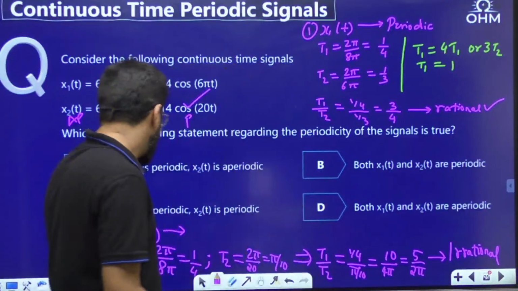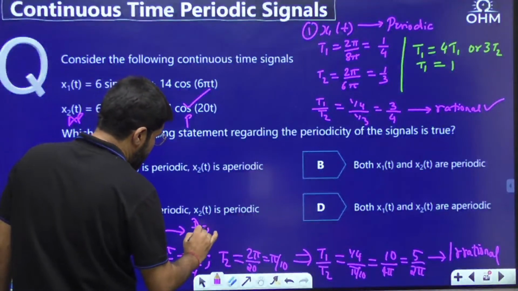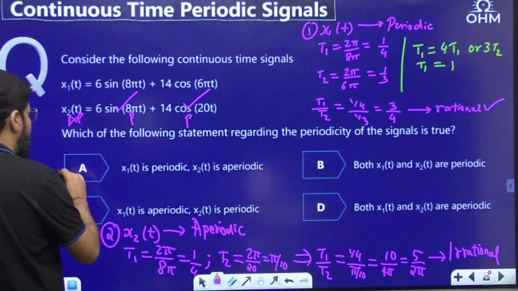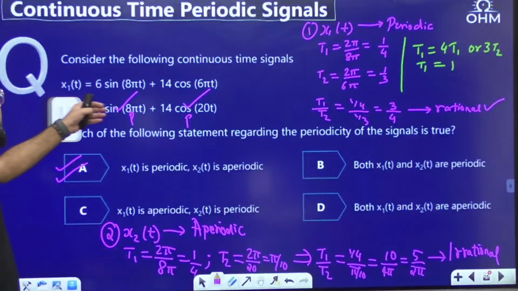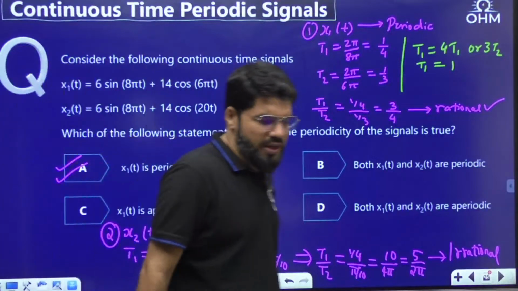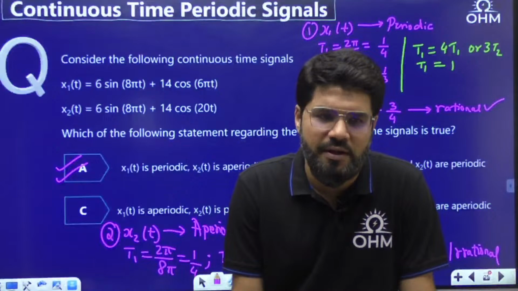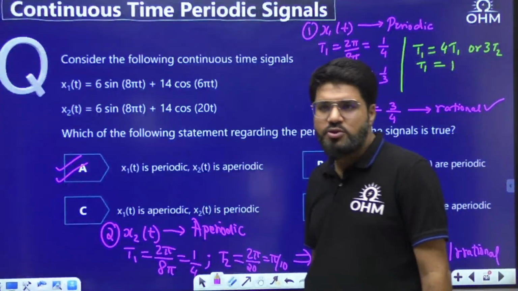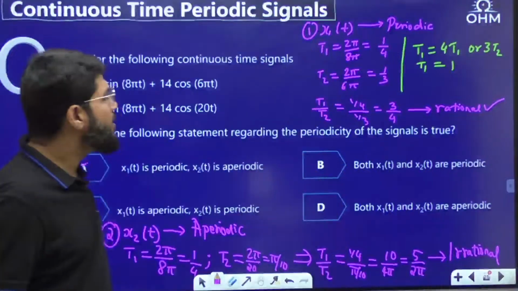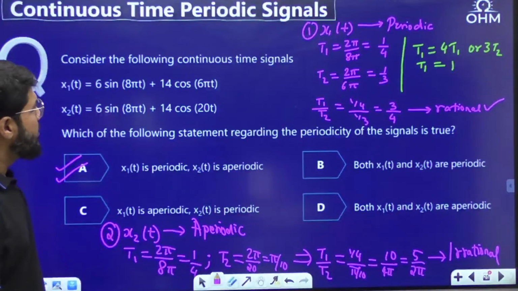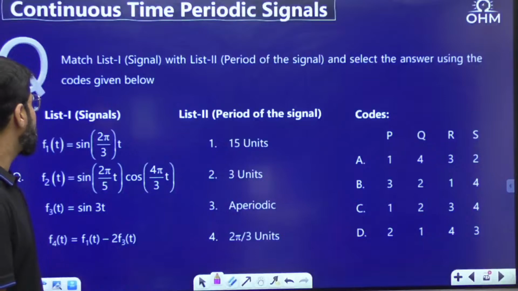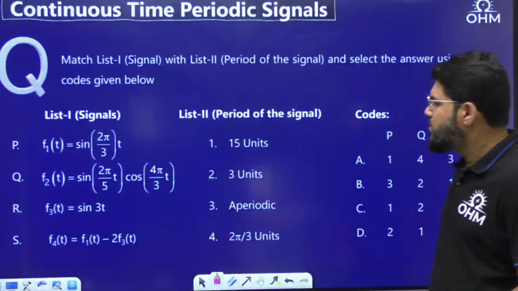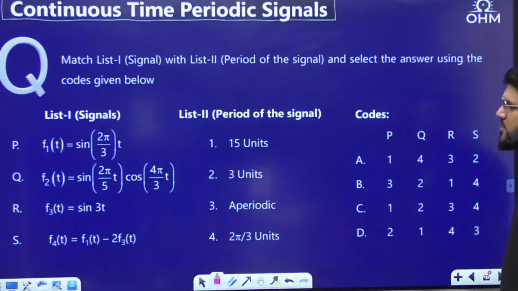Cos 20t, periodic. But when you add them, x2t is aperiodic. So the addition of two periodic signals may not always be periodic. The correct answer is option A here. I repeat, the addition of two periodic signals may not always be periodic. Because it is aperiodic, I am not calculating a period. There is no period for this. Okay, if this is clear, you can attempt the next question here and tell me the answer.